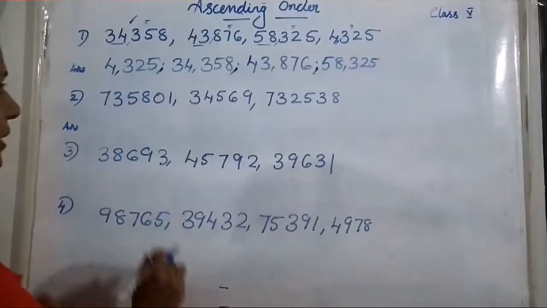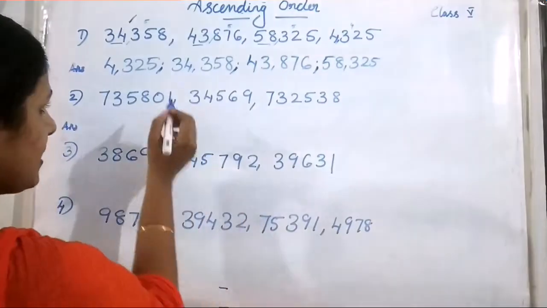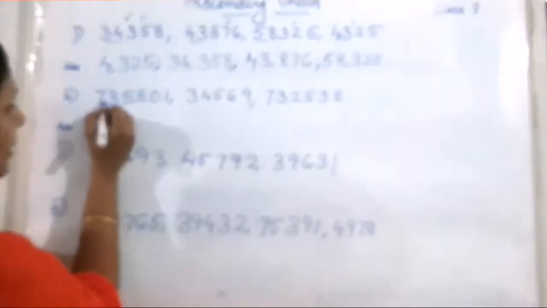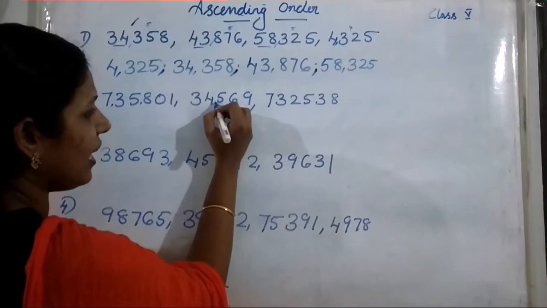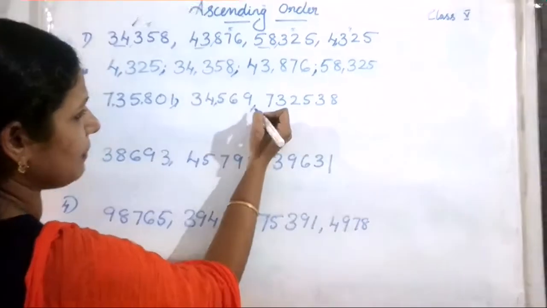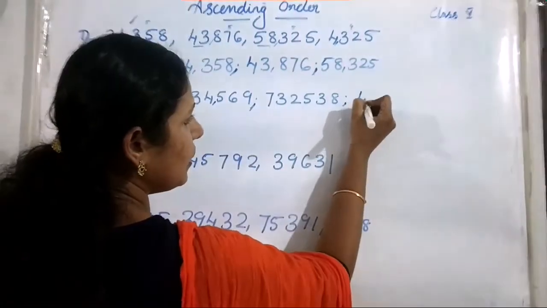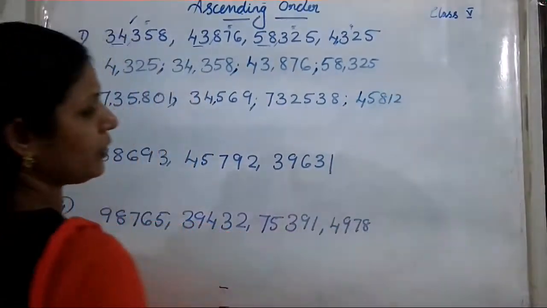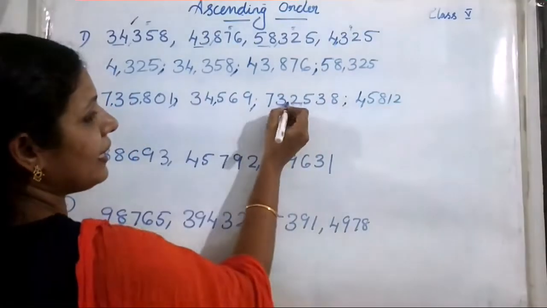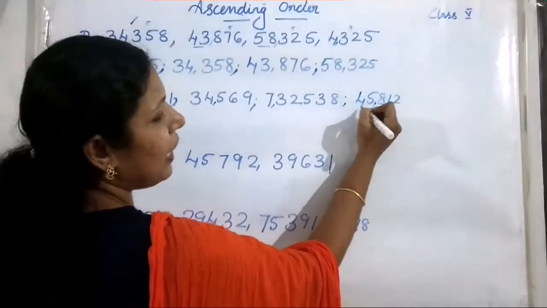Then next we go to question number 2. Here first we separate each period. Here ones, tens, hundreds, close, and 1,000, 10,000. Here also we separate the number. Here there are only 3 numbers, so I write one more number, that is 45,812. Then ones, tens, hundreds, put a comma here, and 1,000, 10,000, put a comma. Then here ones, tens, hundreds, put a comma, 1,000 and 10,000.